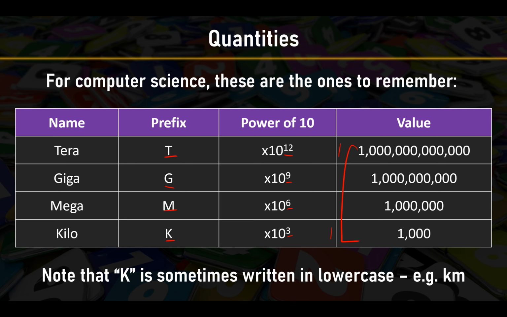Sometimes the K is written in lowercase, basically because people have been writing km in lowercase for hundreds of years. So even though technically it should be uppercase, sometimes you will see it in lowercase. You might see, for example, 4 KB with a small k, but you can also write it with a big K, and both are equivalent.